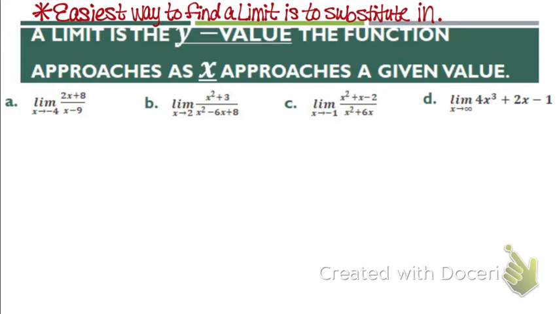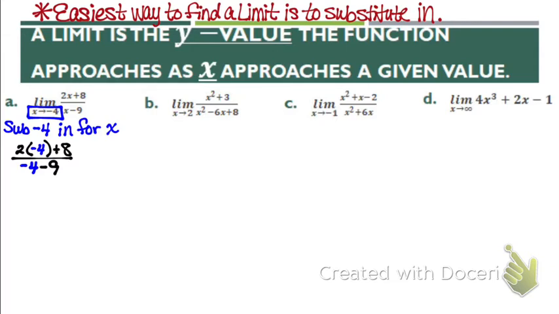If we substitute the x value that they gave us in, and we get an output, that is the y value that it is approaching. So let's practice with part A here. Underneath the limit is where I go looking for the x value that I'm going to substitute in. So we're going to sub -4 in the place of x. All right, so my function rule is 2x plus 8. So I'm going to have 2 times -4 plus 8 over x minus 9, so -4 minus 9.